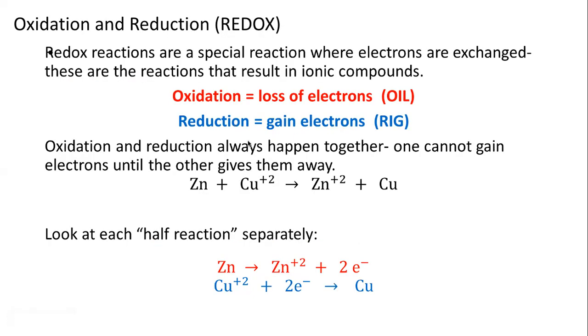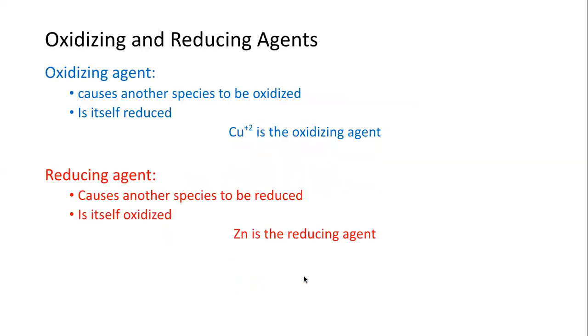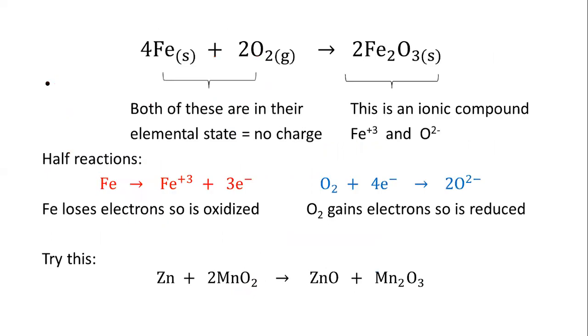And so reduce means that it gains electrons, and so the zinc caused the copper to be reduced, or gain electrons, here in this reaction. And they have to happen together. So you can't have oxidation without the other. So these are just some types of reactions here. Let's go more into these redox reactions.